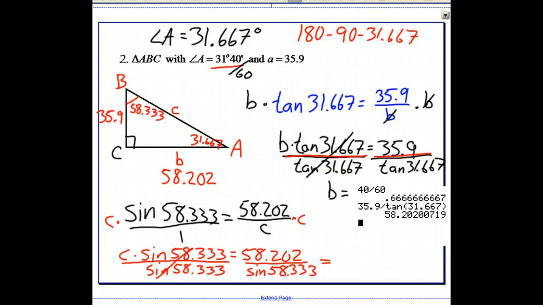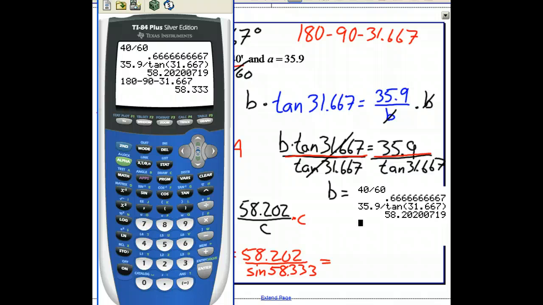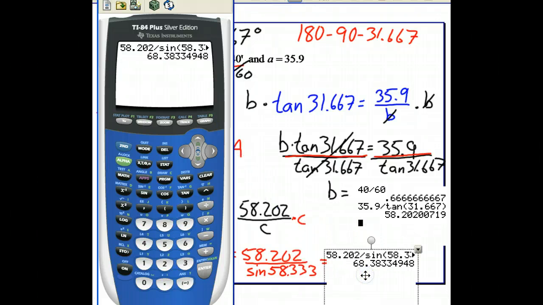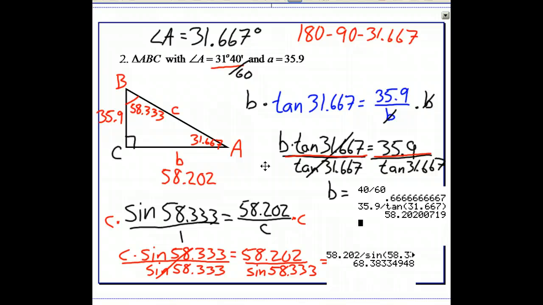So once again, let's go to our calculator, clear all that stuff out. Let's go with 58.202 divided by our sine of 58.333. And we get 68.383. Move that right down there. And that is going to be our C side, 68.383.